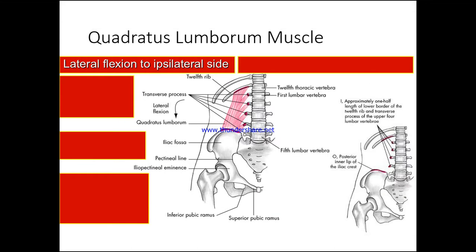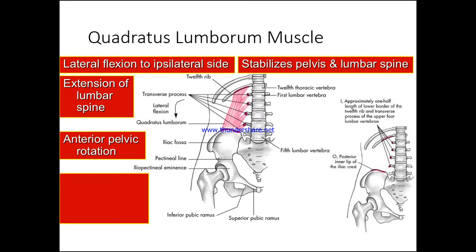The quadratus lumborum muscle: lateral flexion to the ipsilateral side, it stabilizes the pelvis and the lumbar spine. Extension of the lumbar spine, anterior pelvic rotation, lateral pelvic rotation to the contralateral side. And you can just see the origin and insertion again. You've got the 12th rib coming along these transverse processes. You have the iliac fossa here, and then this upper border attaching here, the posterior inner lip of the iliac crest.